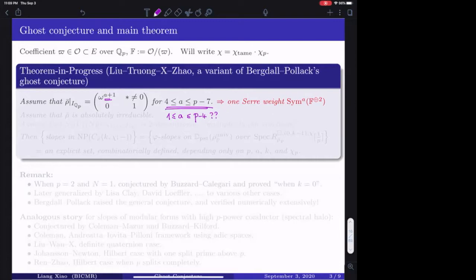So in other words, one thing we should keep in mind is that a is well between 0 and p, somewhere in the middle. Is this some sort of generic condition? Very generic. And this would in particular imply that there's only one Serre weight. Oh, I forgot to say at the beginning, this is a conference on Serre weights. So here we go, Serre weight.